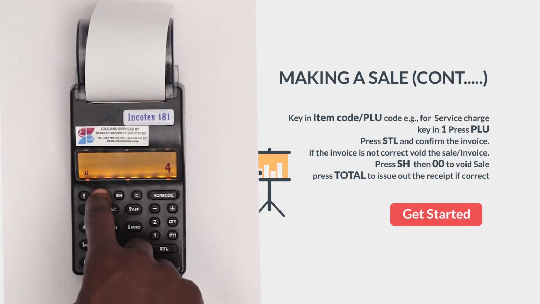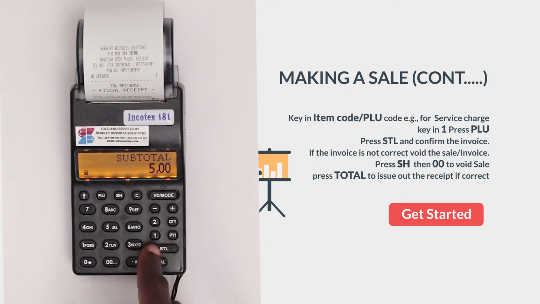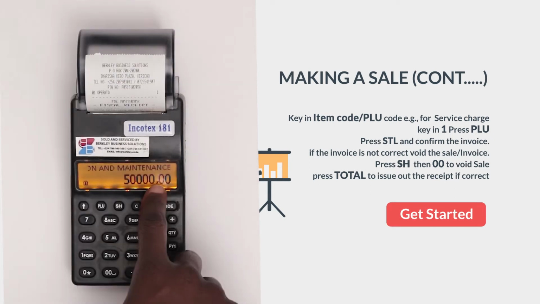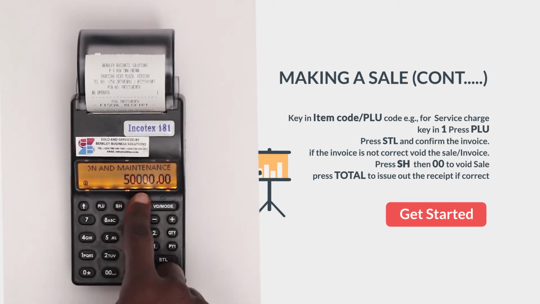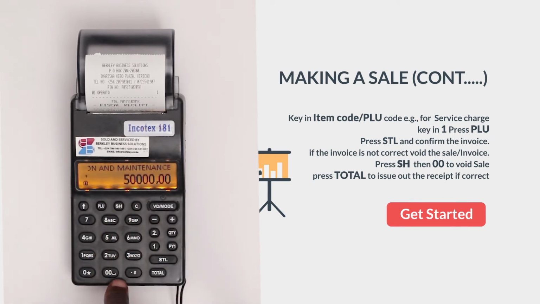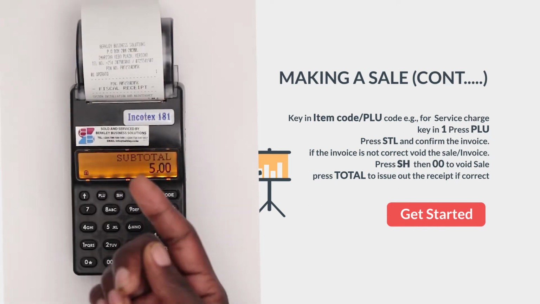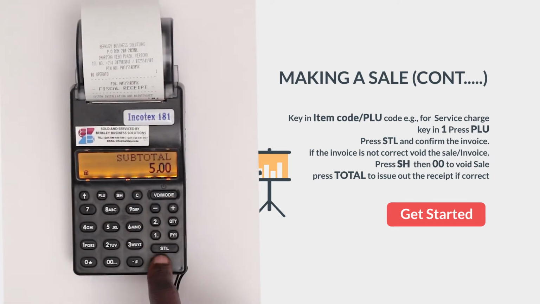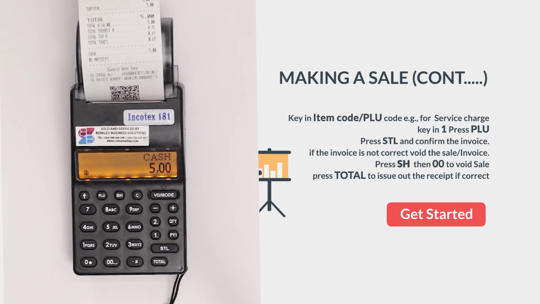Then press PLU and then press STL and confirm the invoice. If the invoice is not correct, void the sale. To void the sale, press SH, then 00. Press total to issue out the receipt, if correct.